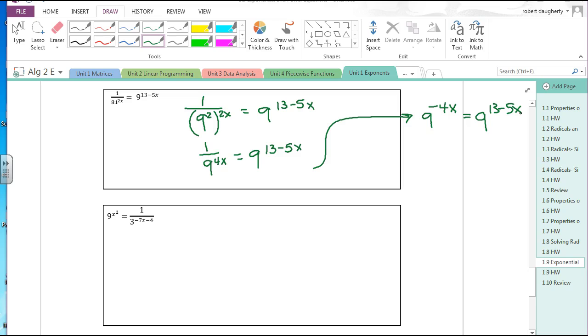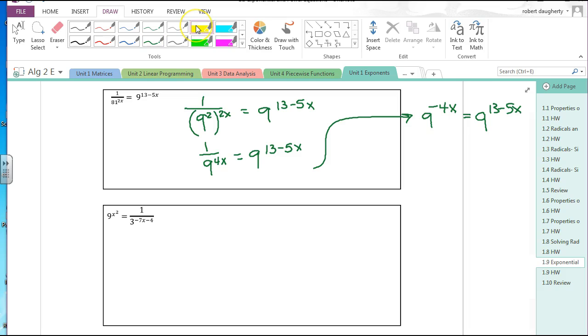Okay? So again, what we have been doing so far in this unit, we have been starting with something like this, and you knew to write that as 1 over 9 to the 4x. Now you need to be able to look at 1 over 9 to the 4x and say, I really need that to be 9 to the negative 4x in order to work this problem.